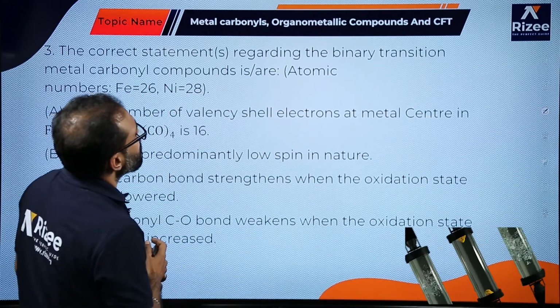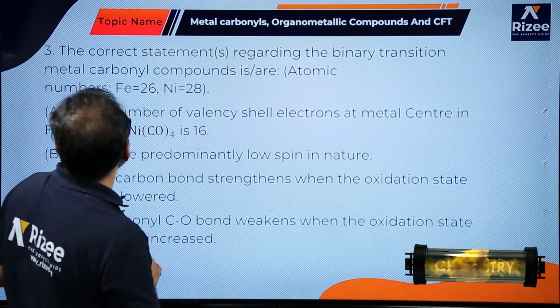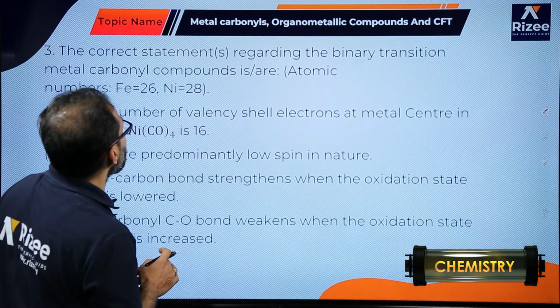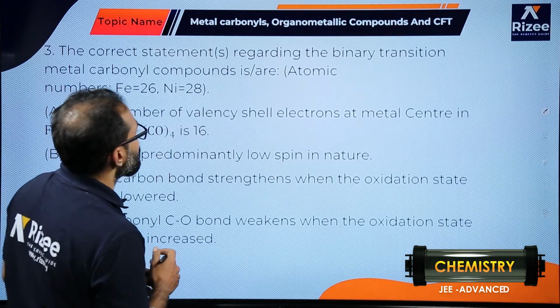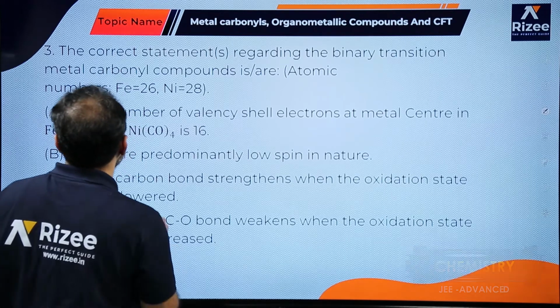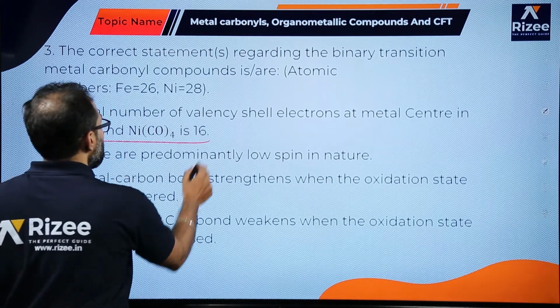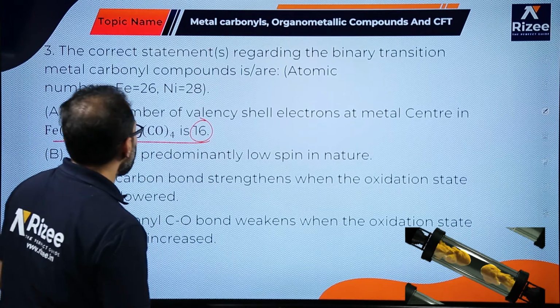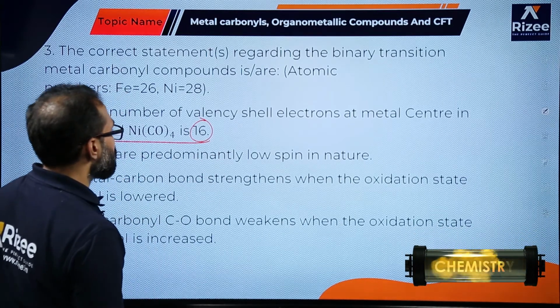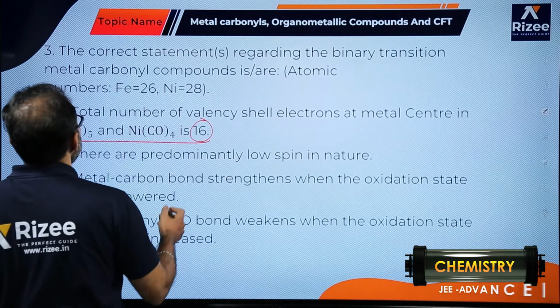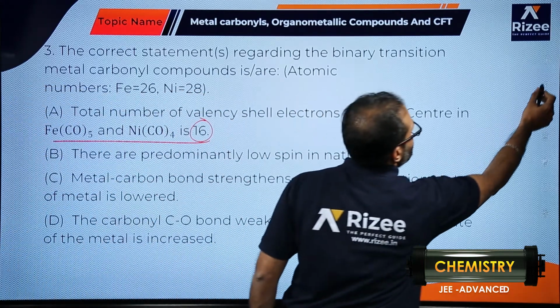The correct statements regarding the binary transition metal carbonyl compounds are: a) the total number of valence shell electrons at metal centers in Fe(CO)5 and Ni(CO)4 is 16; b) they are predominantly low spin in nature. Okay, first we will solve this. We will check whether it is 16 or not, and we will see the spin nature also. So first we will check the first option.